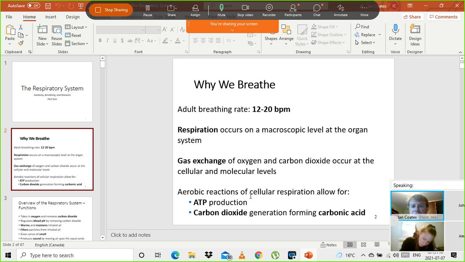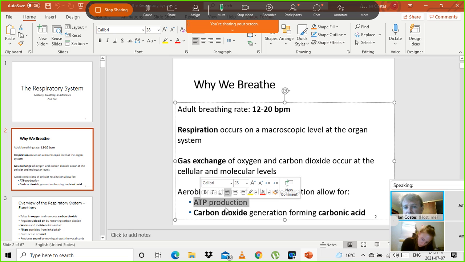Aerobic reactions of cellular respiration allow for ATP production. And you got to think, why are we breathing oxygen? What gas do you need to start a fire to cook and burn your marshmallows? You need oxygen for fire. Well, it's the same thing going on in your tummy when you eat that banana. You're burning it, just at a very low temperature. And instead of fire, because that would be bad, your body takes that fire energy and uses it for muscle movement and all these kinds of good things.